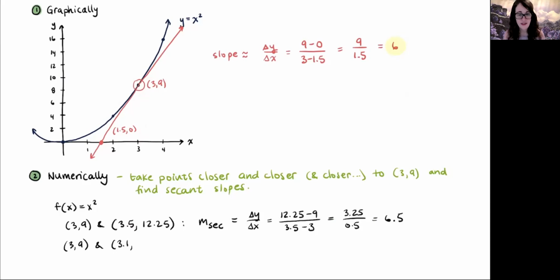Okay, to find the y value of that point, again, we're just going to take 3.1 and square it, because that's the function that this point lives on. When you square 3.1, you will get 9.61.